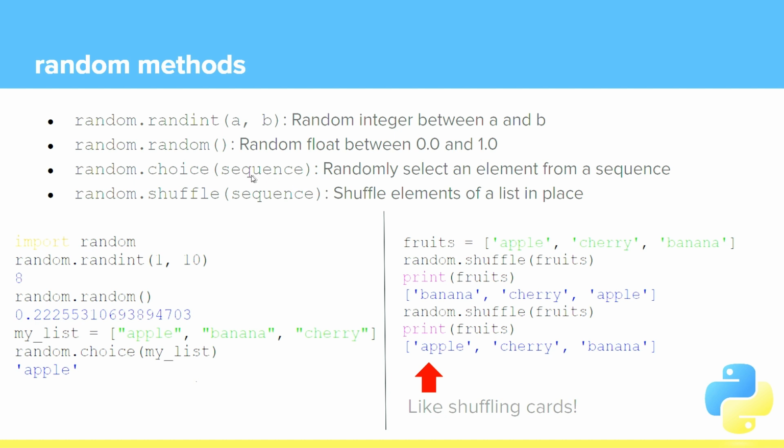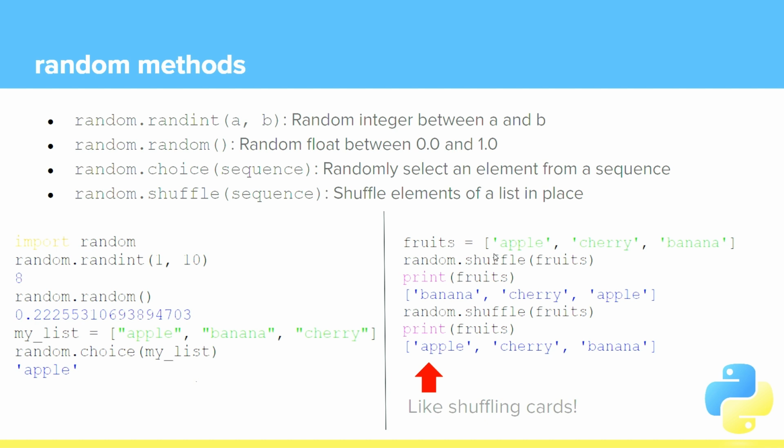Random.choice, and as the parameter, we insert a sequence, like a list or a string, something that can be iterated over. It will randomly select an element from that sequence, for example, a list item or a character in a string. Then we have random.shuffle, also inserting a sequence, and it shuffles the elements of the list in place. So over here on the right, I have an example of random.shuffle.